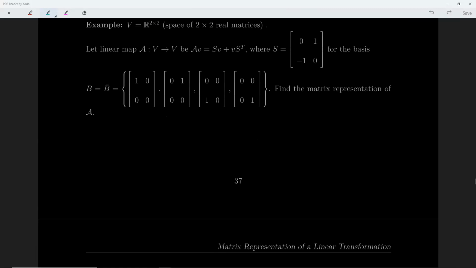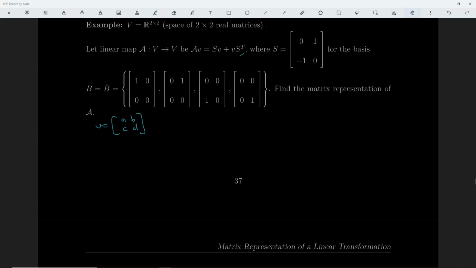And then we are given two basis sets, B and B bar, which are equal to each other, and it's the canonical basis as far as I can see. We would like to find the matrix representation of that linear transformation. To investigate that, let's see what happens if we are given a 2 by 2 real matrix. Let's say V is equal to A, B, C, D, where A, B, C, D are all real numbers.